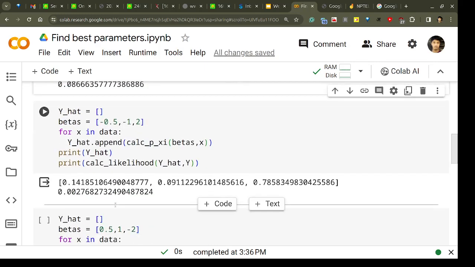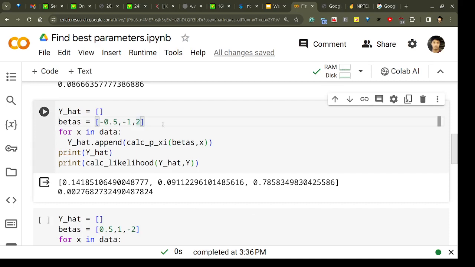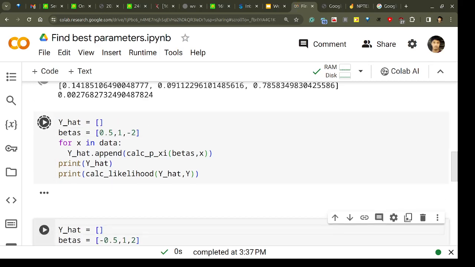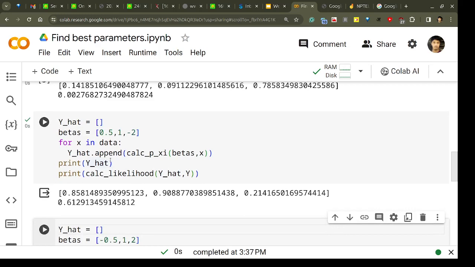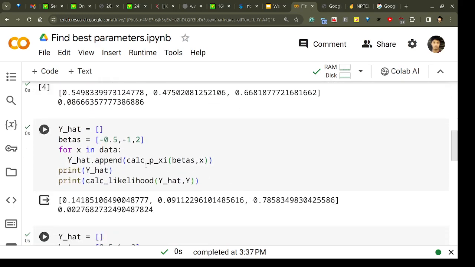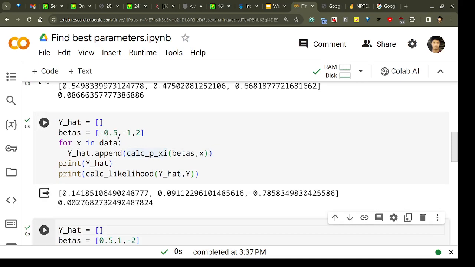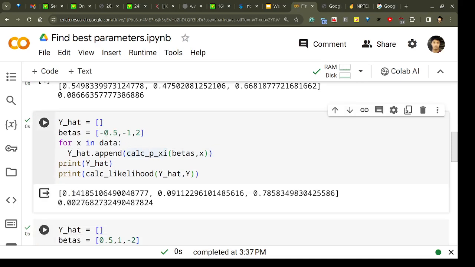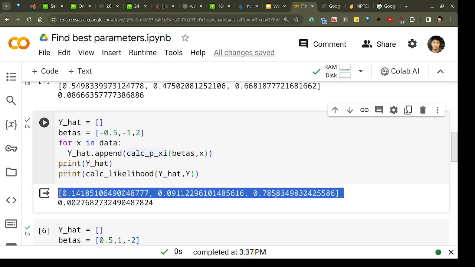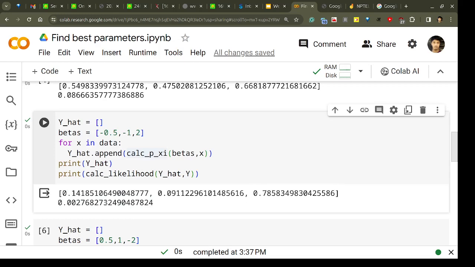Then let's move on to the next beta values. In the second option, the beta values are minus 0.5, minus 1 and 2. If we calculate the model prediction from that, for the first data point the prediction is 0.14. For the second point, the prediction is 0.9, and for the third point, the prediction is 0.78, and our actual was 1 1 0. So if we calculate the likelihood between them, we are getting 0.002.